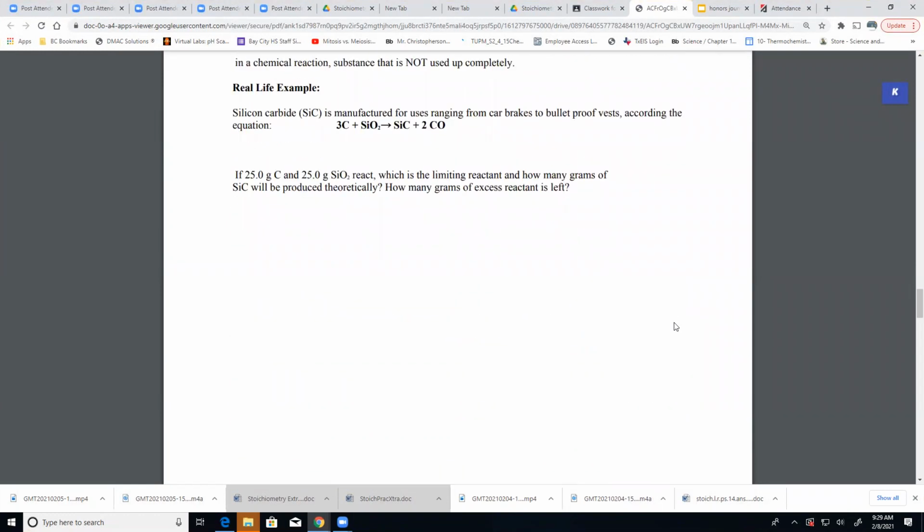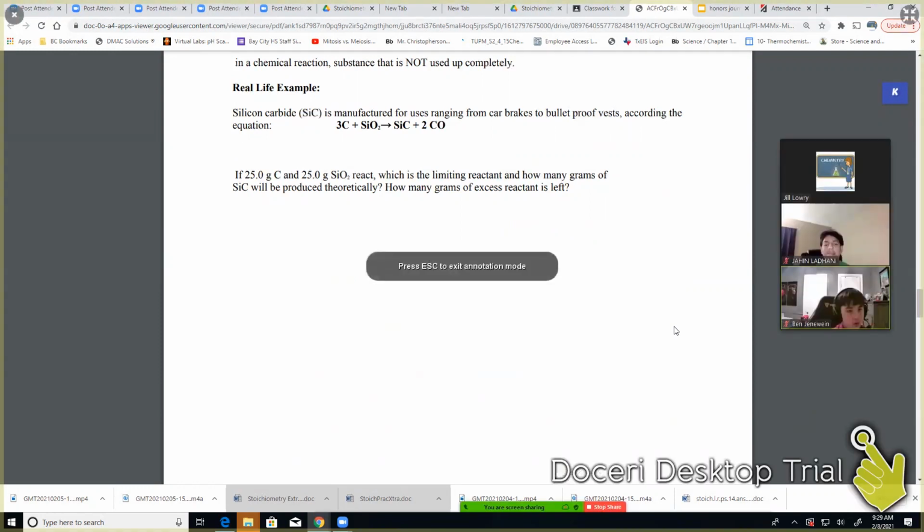So if we just look at this one, silicon carbide is manufactured for uses ranging from car brakes to bulletproof vests, according to the reaction below. And that is a balanced reaction. It says, if I have 25 grams of carbon and 25 grams of silicon dioxide, so I've got 25 grams here and 25 grams there, what is the limiting reactant? How many grams of the silicon carbide will be produced theoretically, and then how many grams of the excess are left? So out of all of this, the only thing that we're not going to use is carbon monoxide.